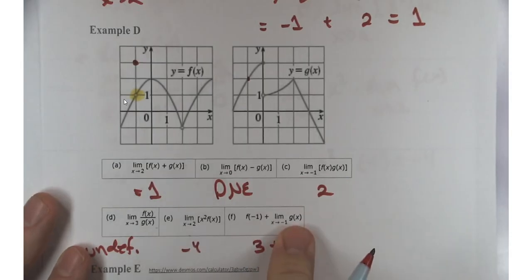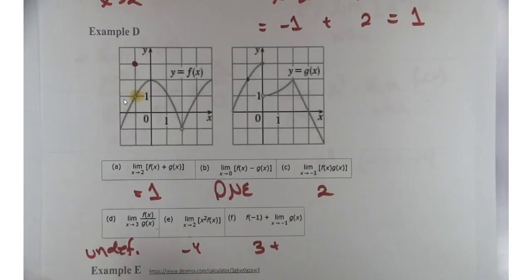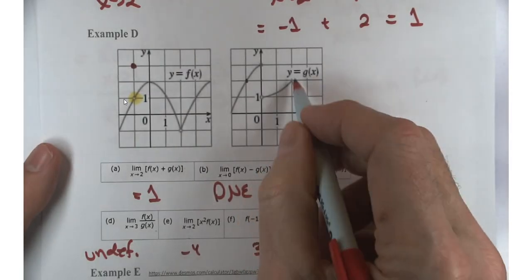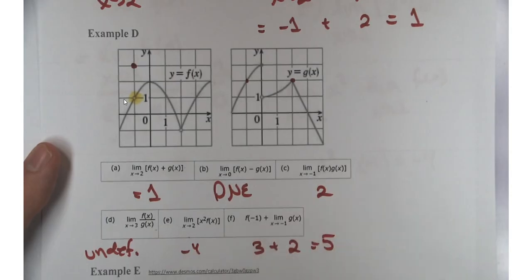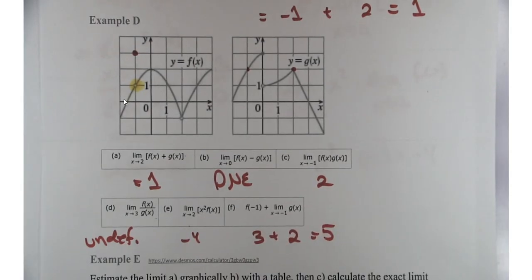And the limit as x approaches -1 of g of x. John? 2. Nice. So as you approach from the right, as you approach from the left, you're getting closer and closer to that point. So overall, an answer of 5.